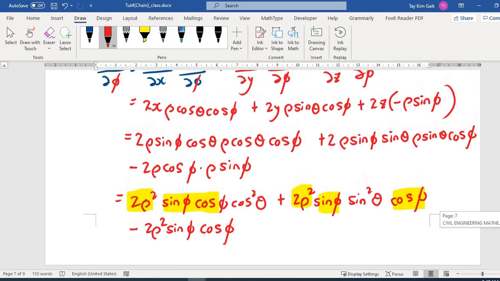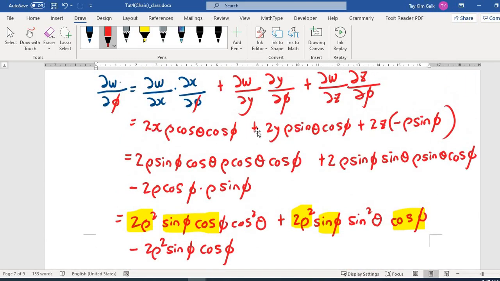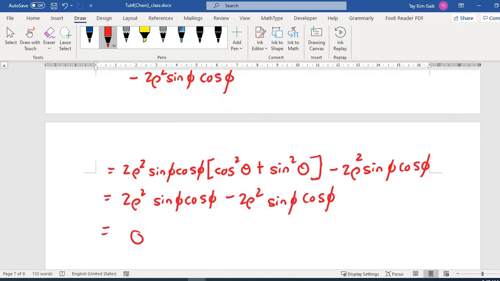So lastly we get the answer 0 after you plug in x, y, z: x is rho sin phi cos theta, y is rho sin phi sin theta, z is rho cos phi. You collect the terms, simplify, and the answer is 0. Any questions here?